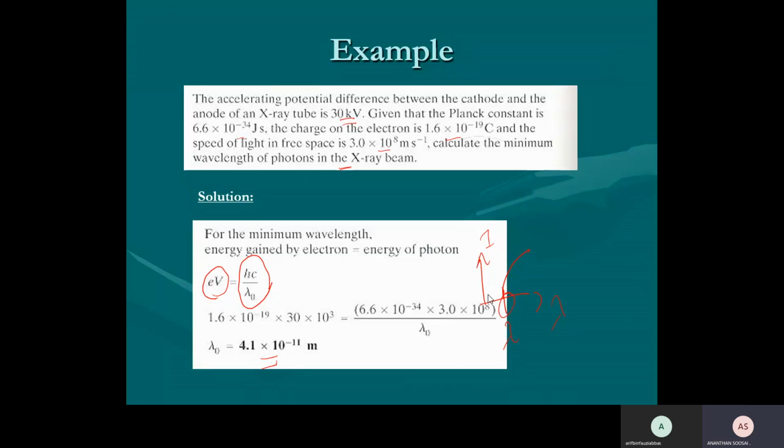Okay, so hc: go to the front page, get the value. Planck constant is in the front page. Speed of light is also in the front page. Elementary charge also you have to refer to the front page. Okay.